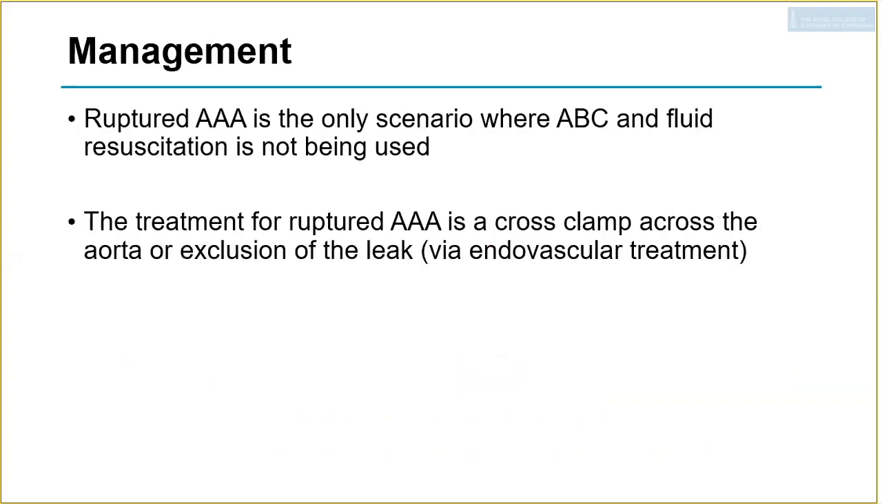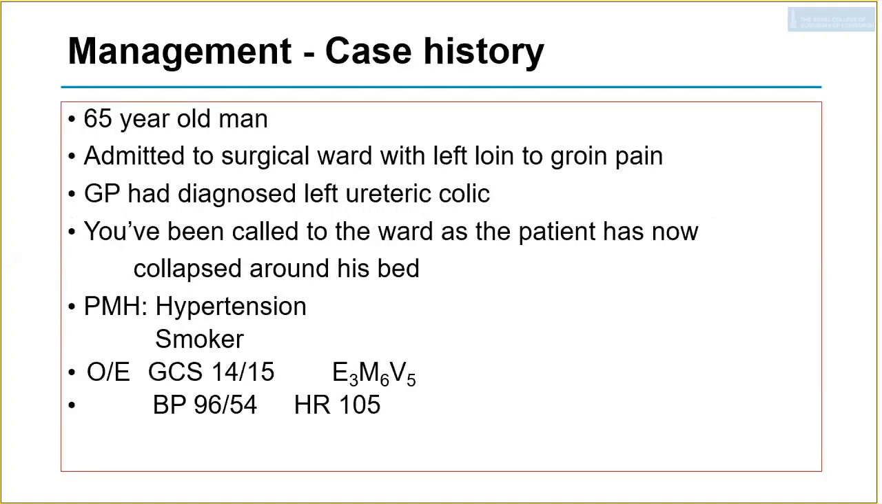Now, just remember, ruptured AAA is the one scenario where the usual ABC and fluid resuscitation approach does not apply. The treatment for ruptured AAA is not fluid resuscitation. It is cross-clamp across the aorta or exclusion of the leak. Just imagine you have a tap that's continually leaking. You pour in more fluid, it's going to leak even more. So what you want is really to turn the tap off, and the only way to do that is either cross-clamp across the aorta or exclusion of the leak by endovascular treatment.